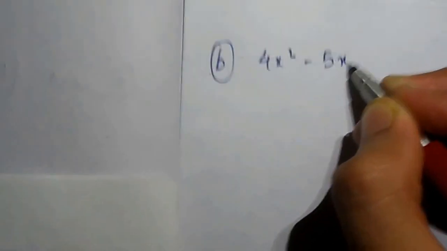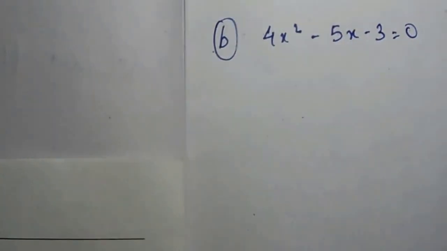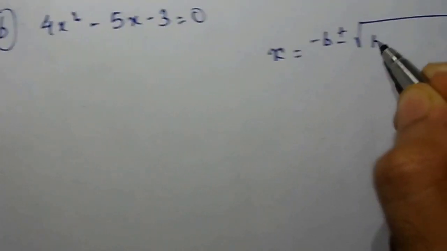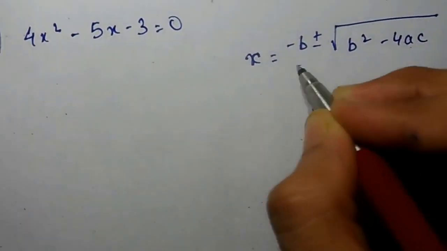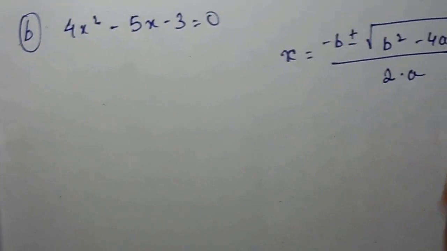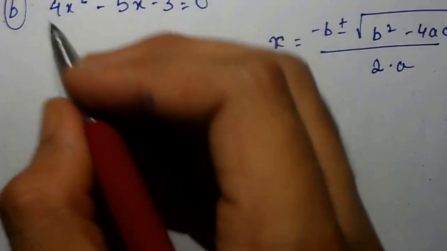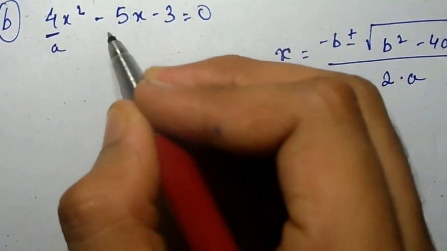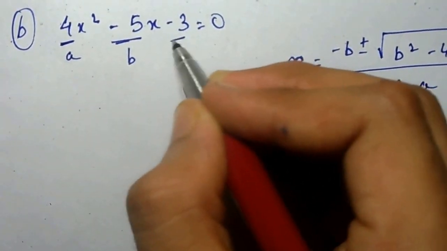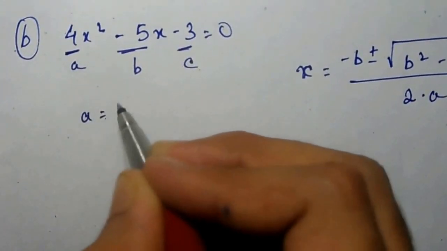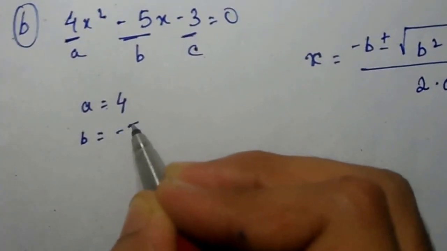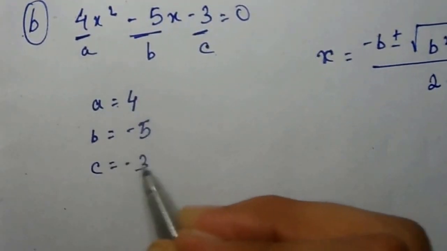Now let's write the equation first. 4x square minus 5x minus 3 equals 0. Now what is Sridhar Acharya formula? It's x equals minus b plus minus root over of b square minus 4ac divided by 2 into a. Now what is a, what is b, and what is c? The coefficient of x square is a, coefficient of x is b, and this whole thing is c. So a equals 4, b equals minus 5, and c equals minus 3.